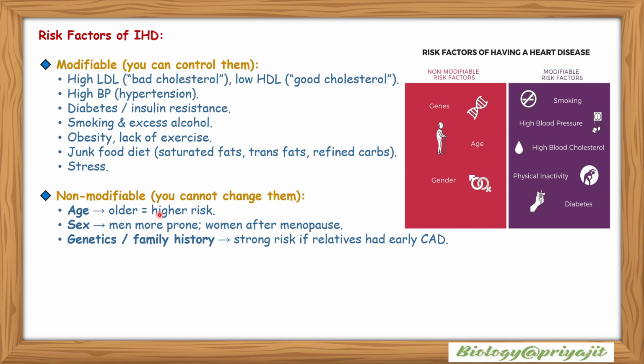Non-modifiable, you cannot change them, like age. Older age causes higher risk of heart disease. Sex: men are more prone, and women after menopause. Genetics or family history: strong risk if relatives had early CAD.